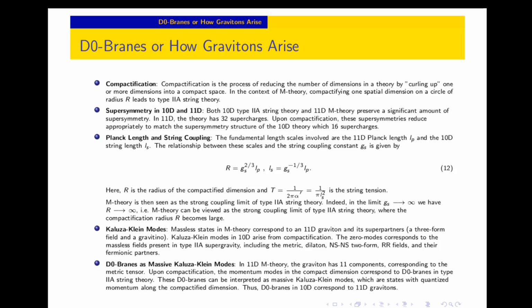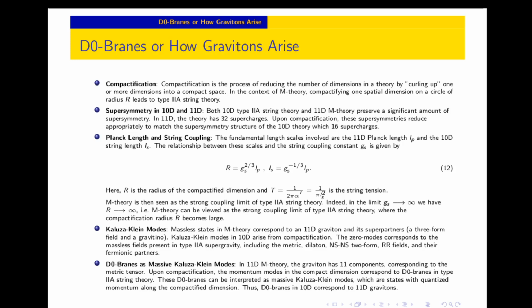Both 10D type 2A string theory and 11D M-theory preserve significant amounts of supersymmetry. In 11D, M-theory has 32 supercharges. Upon compactification, these reduce to match the 16 supercharges of the 10D theory. The fundamental length scales involved are the 11D Planck length and the 10D string length. The relationship between these scales and the string coupling constant links the radius of the compactified dimension and the string tension. This is given by equation 12.